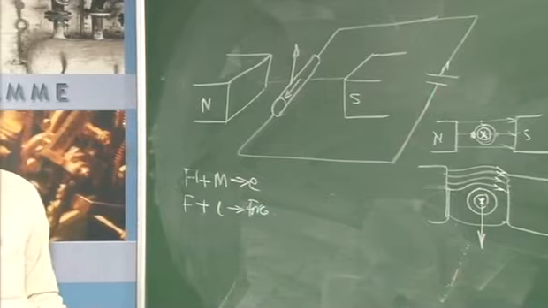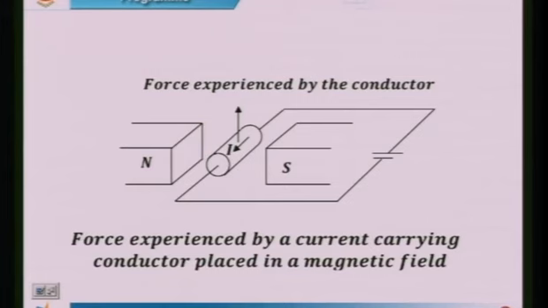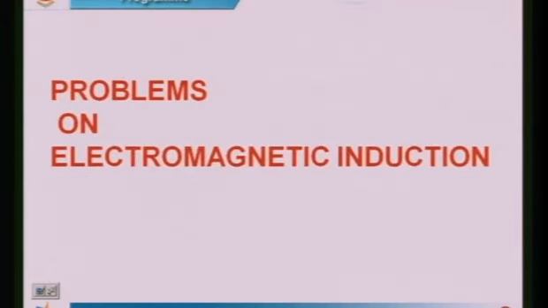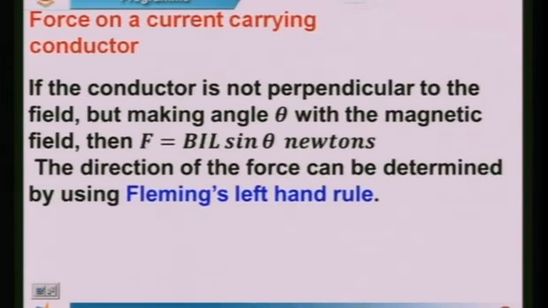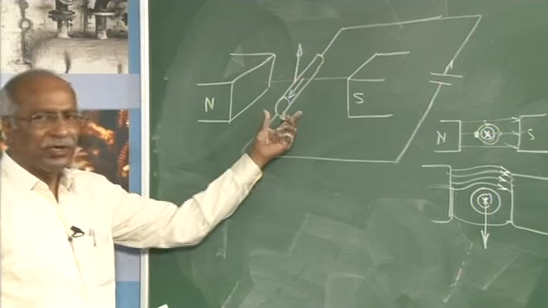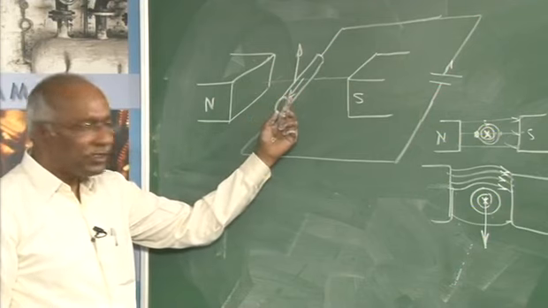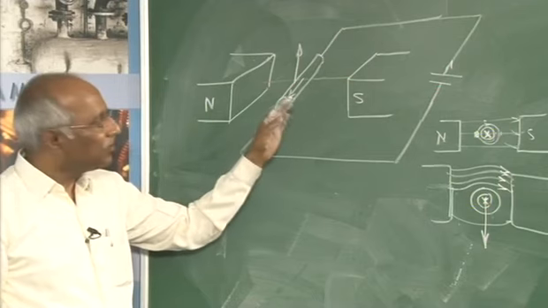The same thing I have shown here. This is the conductor. That is what I said, it is going upward, the left hand rule shown, and the force produced will depend upon the field. If the field strength increases, the force also increases. If the current increases, the force also increases. If the length of the conductor increases, the force also increases.